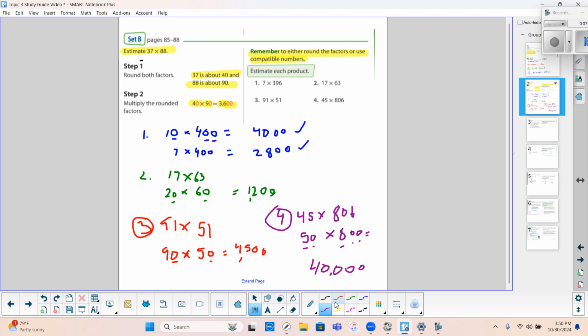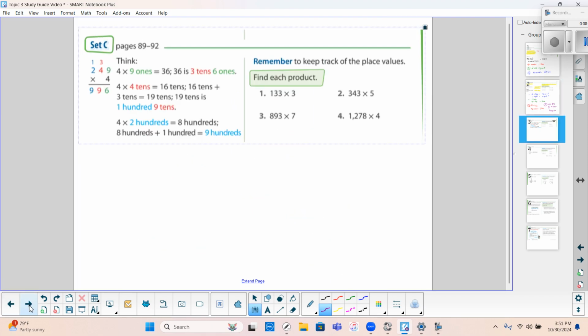So the only one that was a little weird is number 1 in the answer key. They kept 7 the same and rounded that to 400. So 7 times 400 is 2,800. I used a slightly different method when I first looked at it. I said, oh, 7 is close to 10, and 10 times 400 is 4,000. This is a compatible number because these numbers work well together. This is specifically rounding each to the nearest 10. Right. Hope that helps.